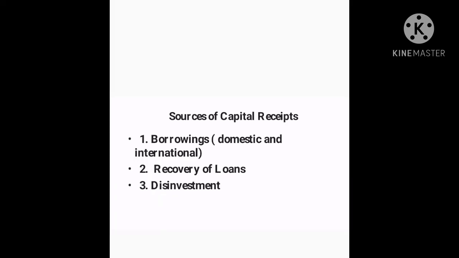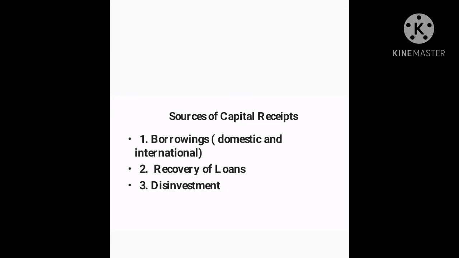Now next is sources of capital receipts. First, borrowing, domestic and international. Funds raised by government from borrowing are treated as capital receipts. These funds are borrowed from the open market, known as market borrowing, RBI, foreign governments and international organizations like World Bank, Asian Development Bank, etc. Government resorts to borrowing when its expenditure exceeds its revenue.